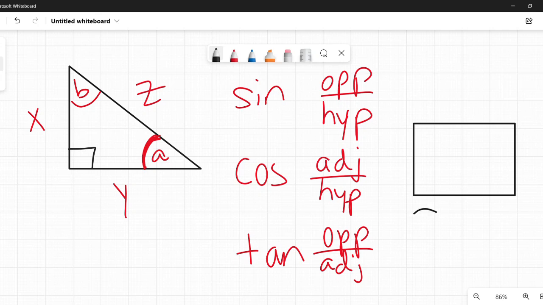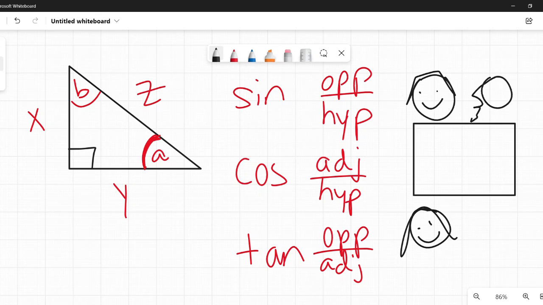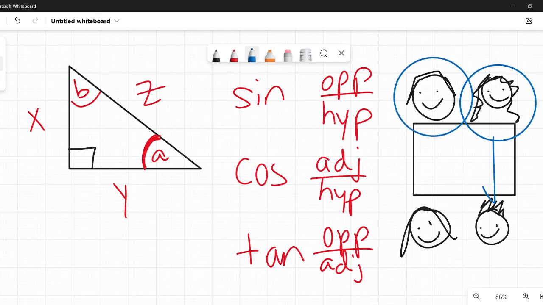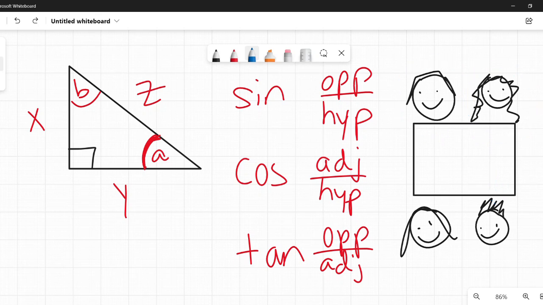Think about it like if I was sitting at a dinner table, and this is an overhead view, and here I am, I'm sitting down here, and I have my friend over here who's sitting on this side, and I have another friend who's sitting over here, and I have another friend who's sitting over here. Okay, from my perspective, this person is adjacent to me, but this person is opposite me. But from her perspective, he is adjacent and he is opposite.